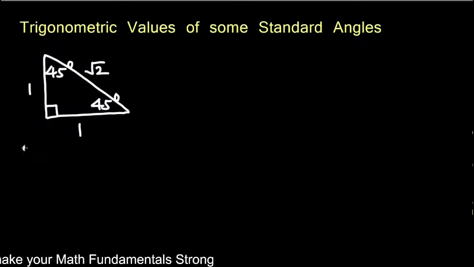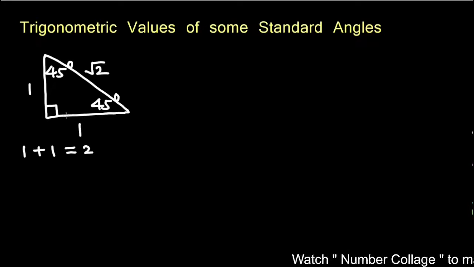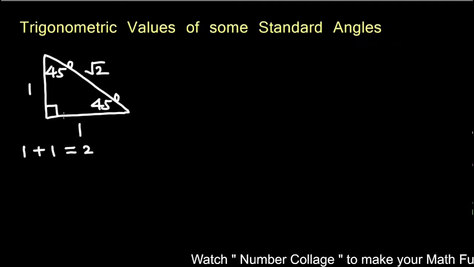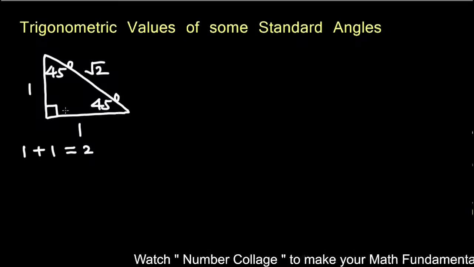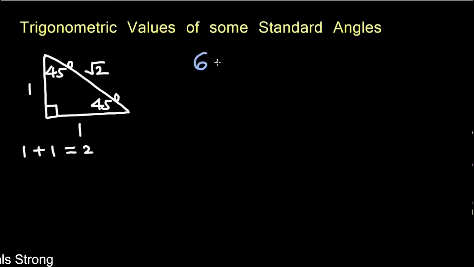1 square is 1. Again, this 1 square is 1, and the hypotenuse root 2 square is 2, and 1 plus 1 is 2. Since these values obey the Pythagoras theorem, the values which we have assigned are correct. Now with the help of these values, we can get 6 trigonometric values for angle 45 degrees.